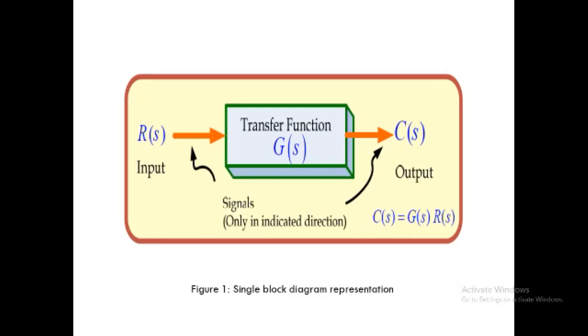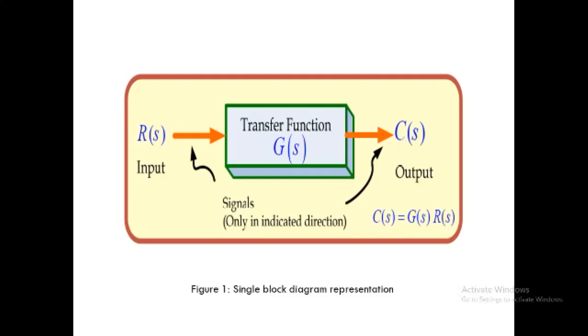Today, we are going to discuss the block reduction techniques. This was the previous part. In the previous lecture, we discussed the transfer function. So, according to this diagram, we can conclude C(s)/R(s) = G(s), which is the definition of the transfer function.